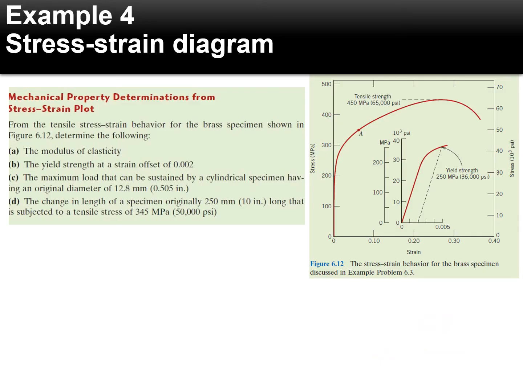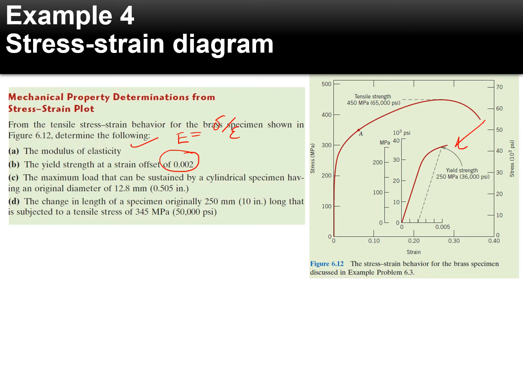Alright, so here is an example for the stress strain diagram. We can see the mechanical property determination from the stress strain plots. From the tensile stress strain behavior for the brass specimen shown in figure 6.12, determine the following. You need to find the modulus. As we know, the formula is E equal to the stress divided by the strain, and the yield strength at the 0.002 strain offset, which is where you need to get the value from the second diagram over here.